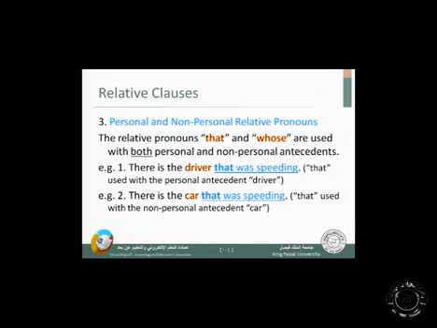For example, there is the driver that was speeding. That was speeding is the relative clause. That is the relative pronoun, and we used it with a personal, a human antecedent, driver. Look at example 2. There is the car that was speeding. The relative clause is that was speeding. The relative pronoun is that, and it points to car, which is non-personal. It is not human. So car is an object, and we use that the same as we use it with a personal antecedent. So in the case of driver, driver is personal, we use that. And in the case of car, which is non-personal, we also use that. So that can be used with both personal and non-personal antecedents.